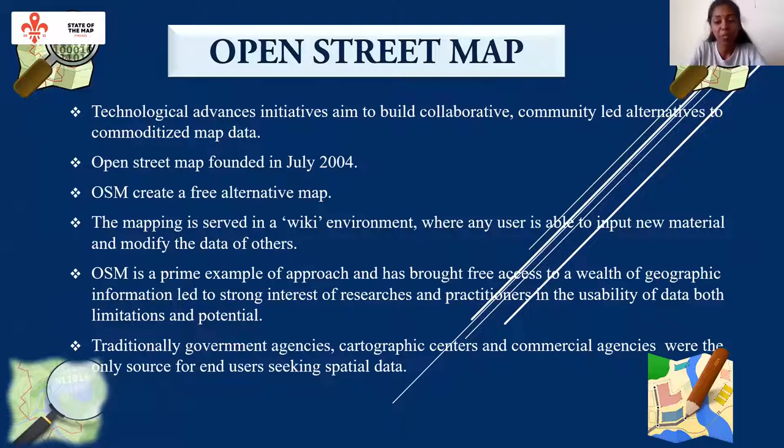Technological advances in the last 5 years have led to initiatives that aim to build collaborative, community-led alternatives to commercial map data. Here, the model is to make and share our own mapping rather than simply adding data to a map that everyone else owns. OpenStreetMap was founded in July 2004. It is currently transforming itself into an international non-profit organization dedicated to encouraging the growth, development, and distribution of free geographical data and to providing geospatial data for anyone to use and share.